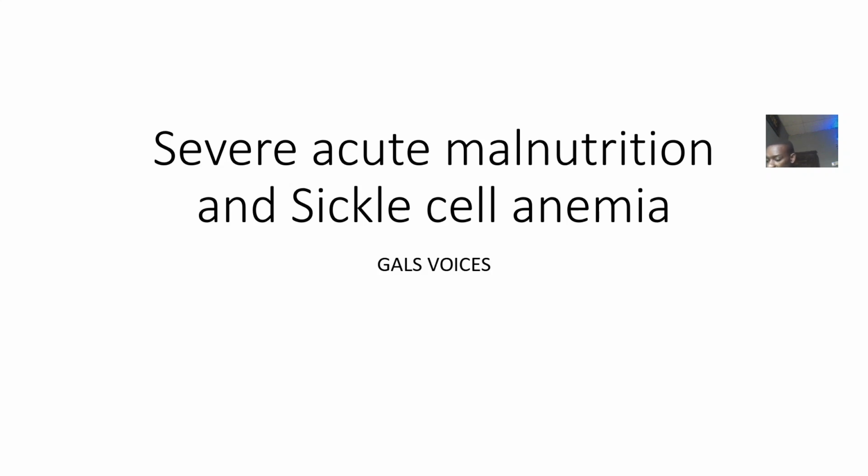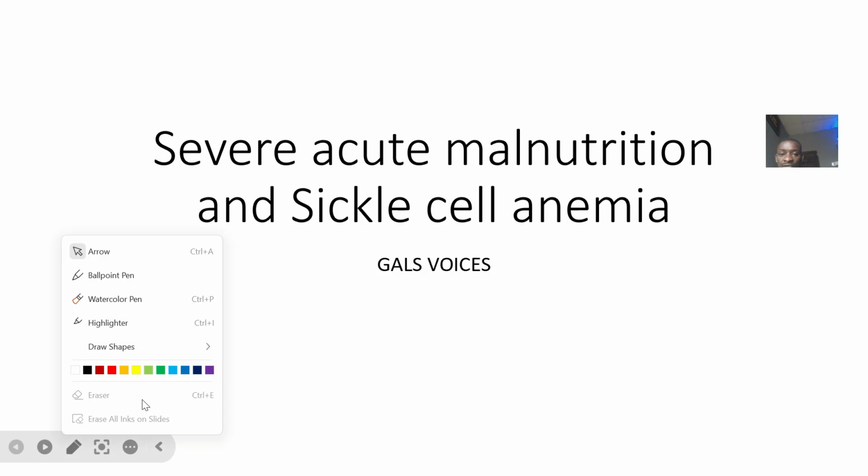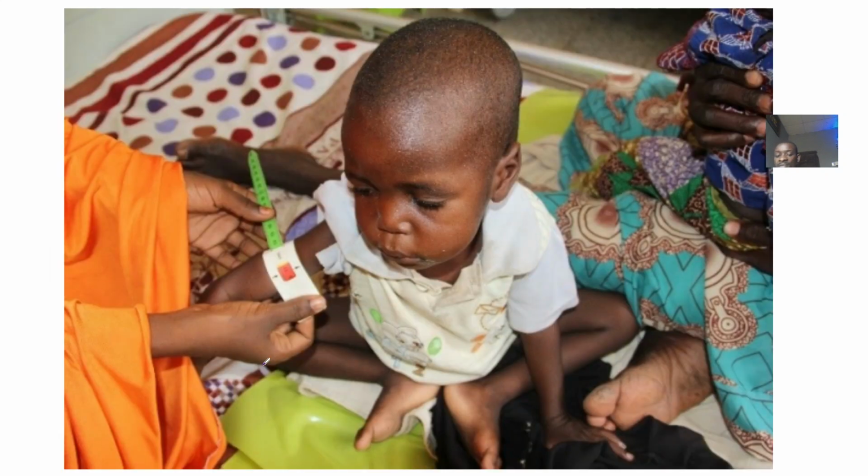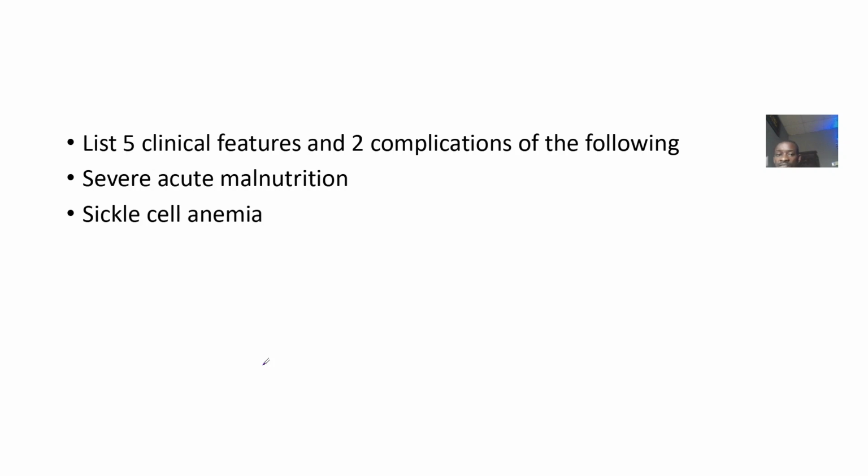Now for the next topic we are going to discuss, severe acute malnutrition and sickle cell anemia. This was an exam question. List 5 clinical features of severe acute malnutrition. List 2 complications of severe acute malnutrition. List 5 clinical features of sickle cell anemia. Then list 2 complications of sickle cell anemia.